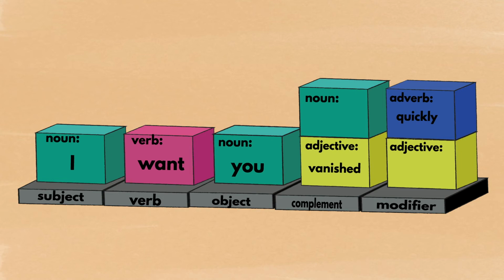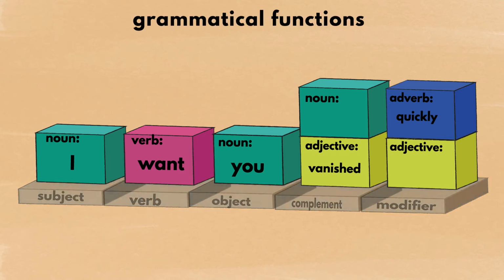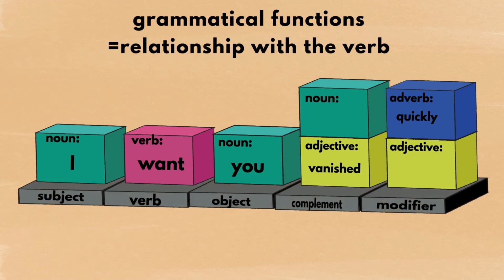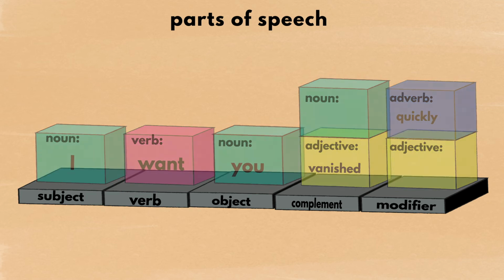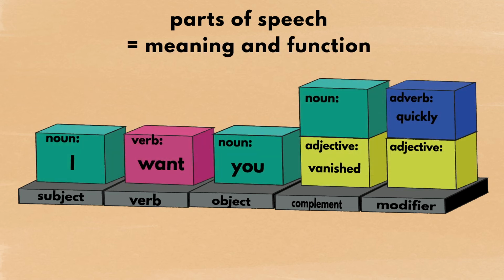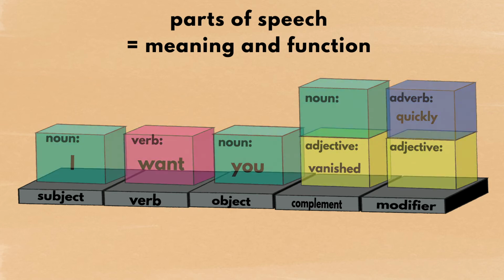There are two ways to analyze English sentences. The first way is through grammatical functions, which explain words in terms of their relationship with the verb. The second way is through parts of speech, which explain words in terms of their meaning and function. In this video, we're going to explain parts of speech.